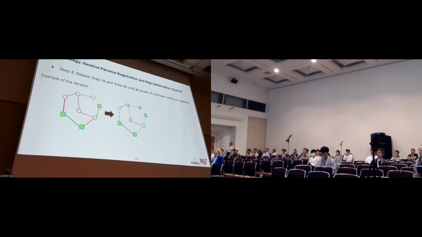We perform pairwise registration using Robin and Quattro, and based on the validity of the registration, we update both the edges and the nodes via robust pose averaging, as I mentioned before, while also accumulating the scans at each node and the scans of its neighbors. And we can keep doing this and continue the iteration until all the poses of the unknown nodes are updated.